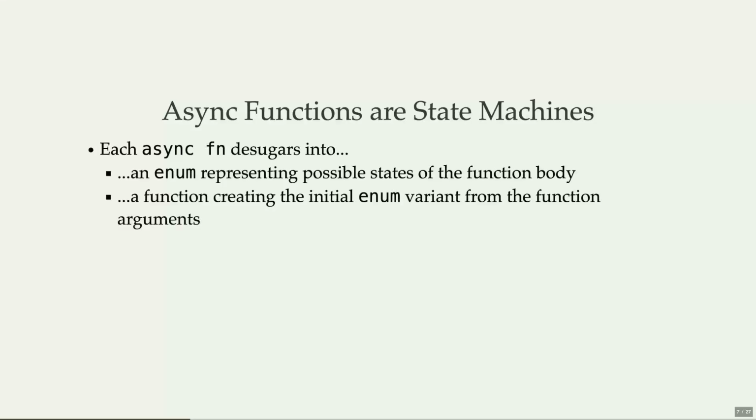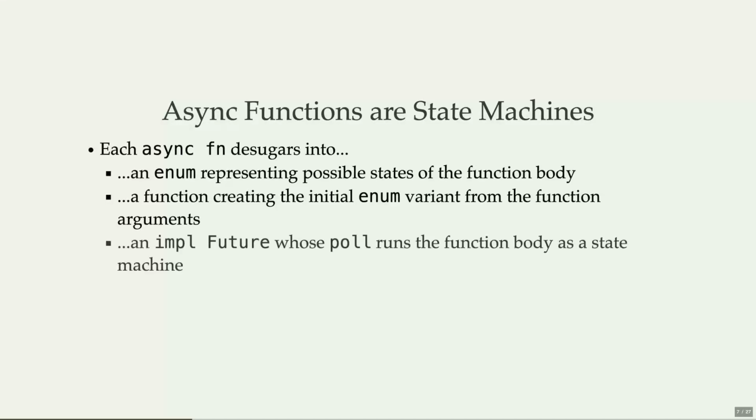The second thing that's getting generated is a function creating the initial enum variant from the function argument. And this is basically a sync version of the async function that we originally wrote. All the parameters that we pass into that async function are passed on to the initial enum variant. And then we have an implementation of the future trait, which has a single function called poll. And poll runs the function body as a state machine. So each time poll is invoked, it makes some progress on the state machine until this has finished.